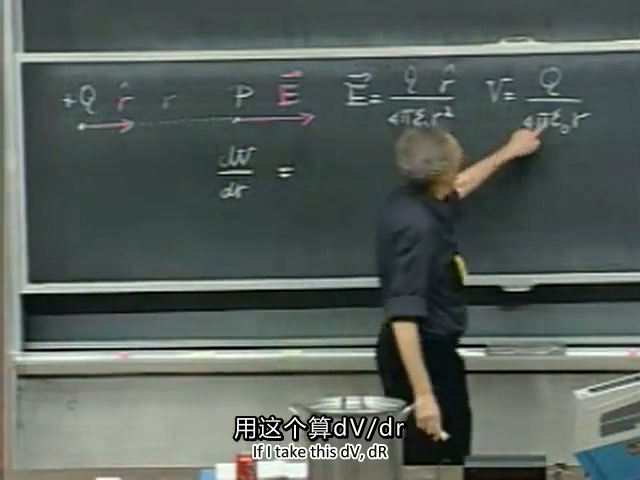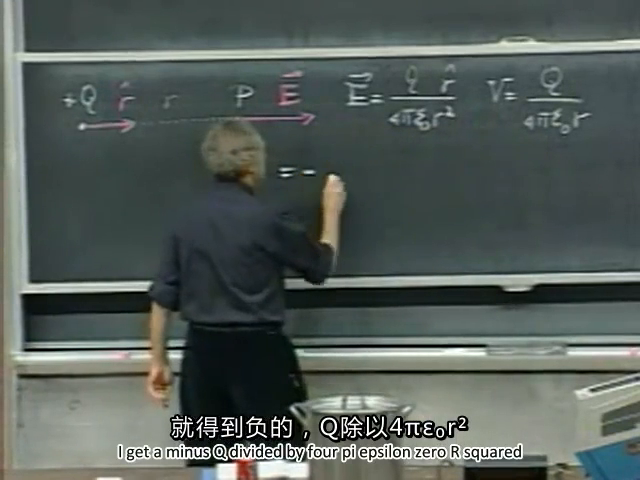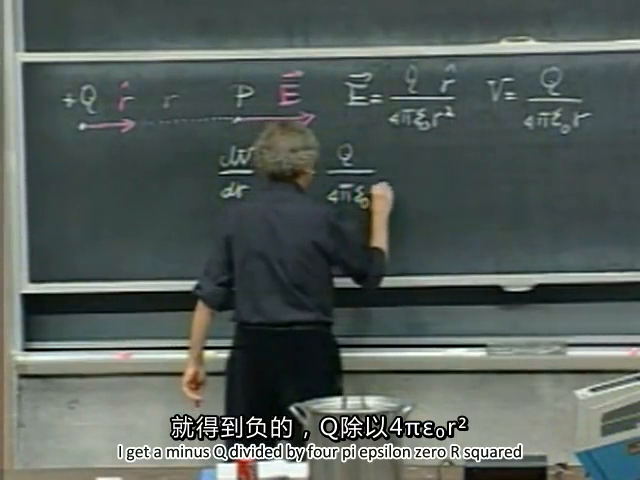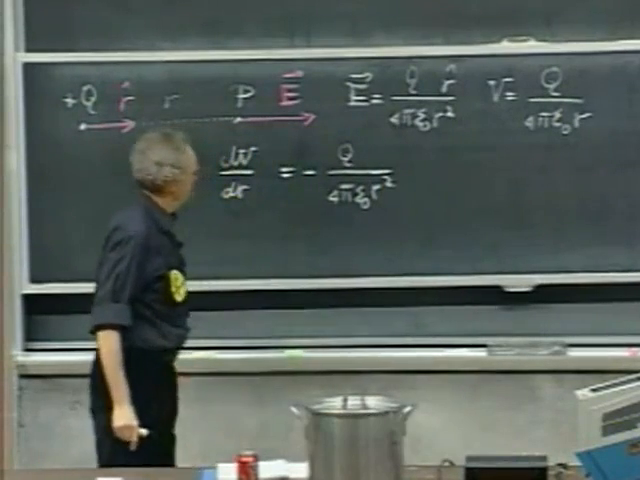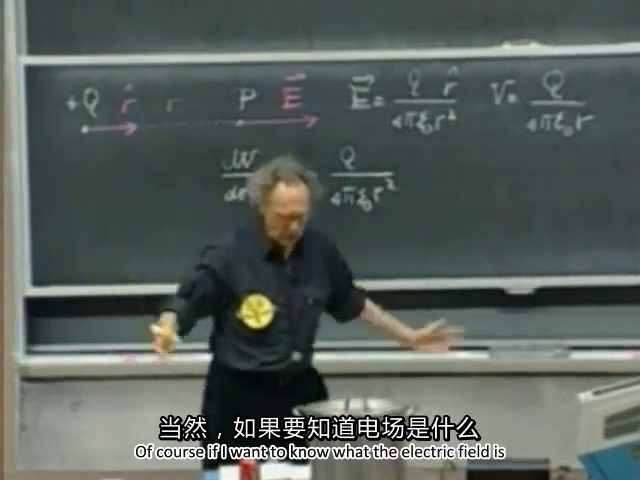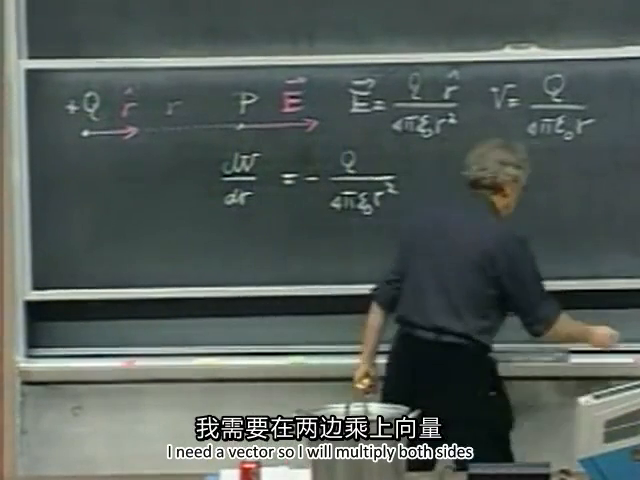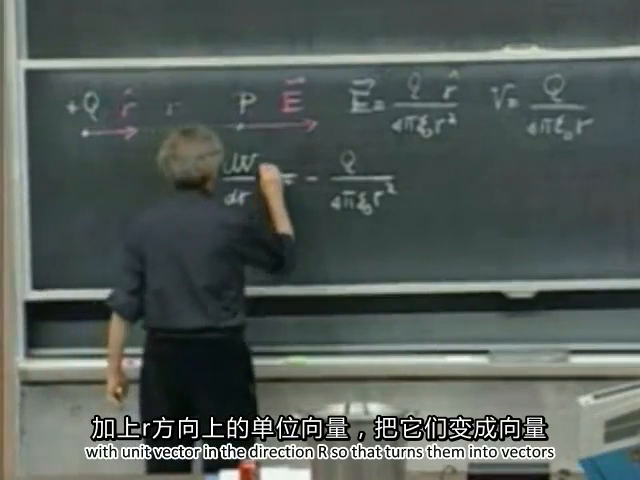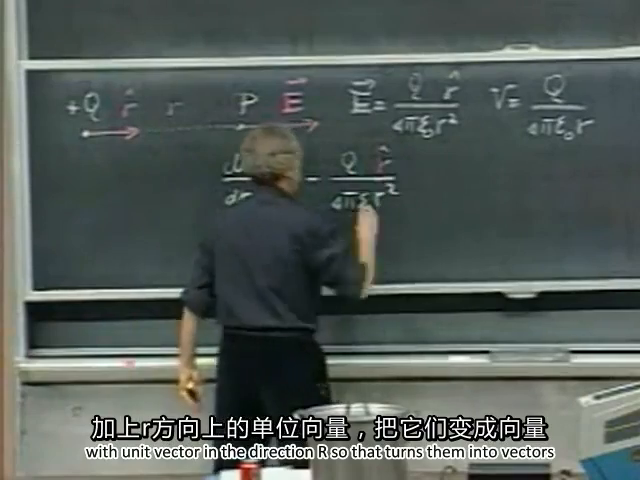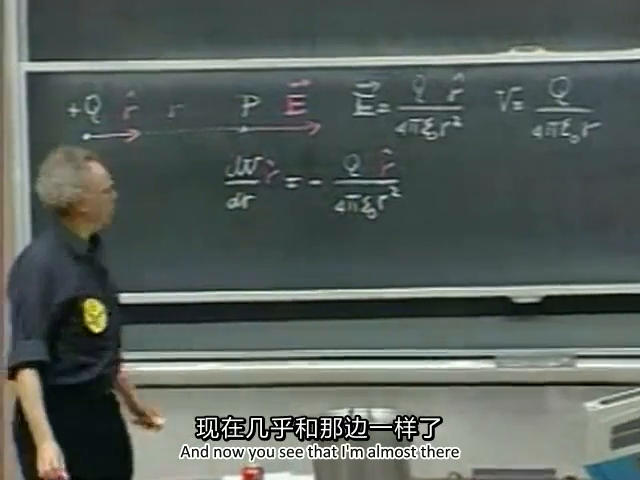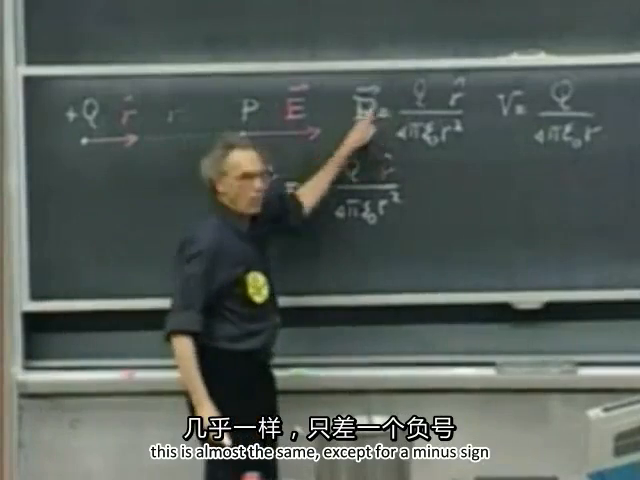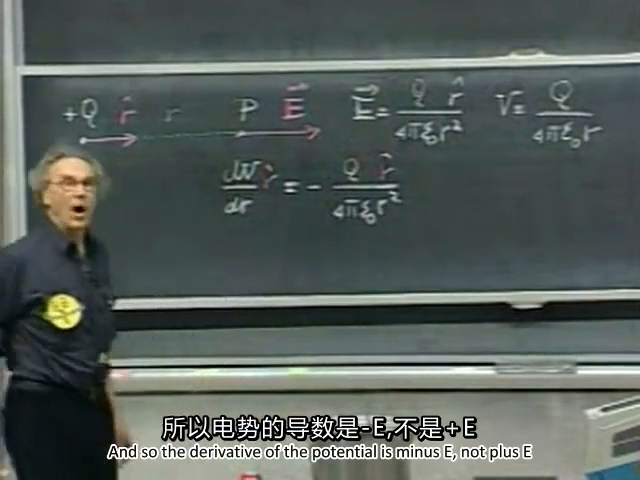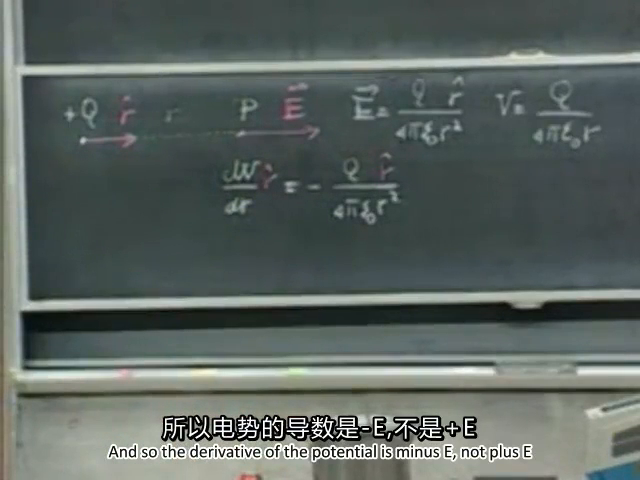If I take this dV/dr, I get a minus Q divided by 4 pi epsilon 0 r squared. Of course, if I want to know what the electric field is, I need a vector. So I will multiply both sides, which is completely legal. There's nothing illegal about that, with a unit vector in the direction r. So that turns them into vectors. And now you see that I'm almost there. This is almost the same, except for a minus sign. And so the derivative of the potential is minus E, not plus E.